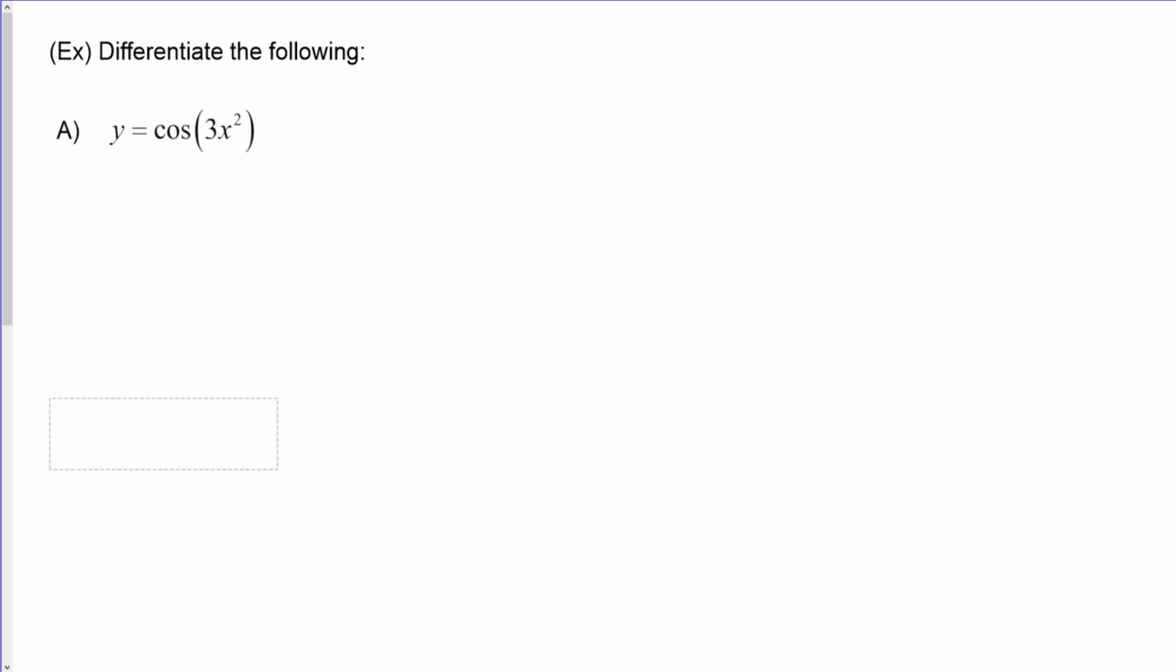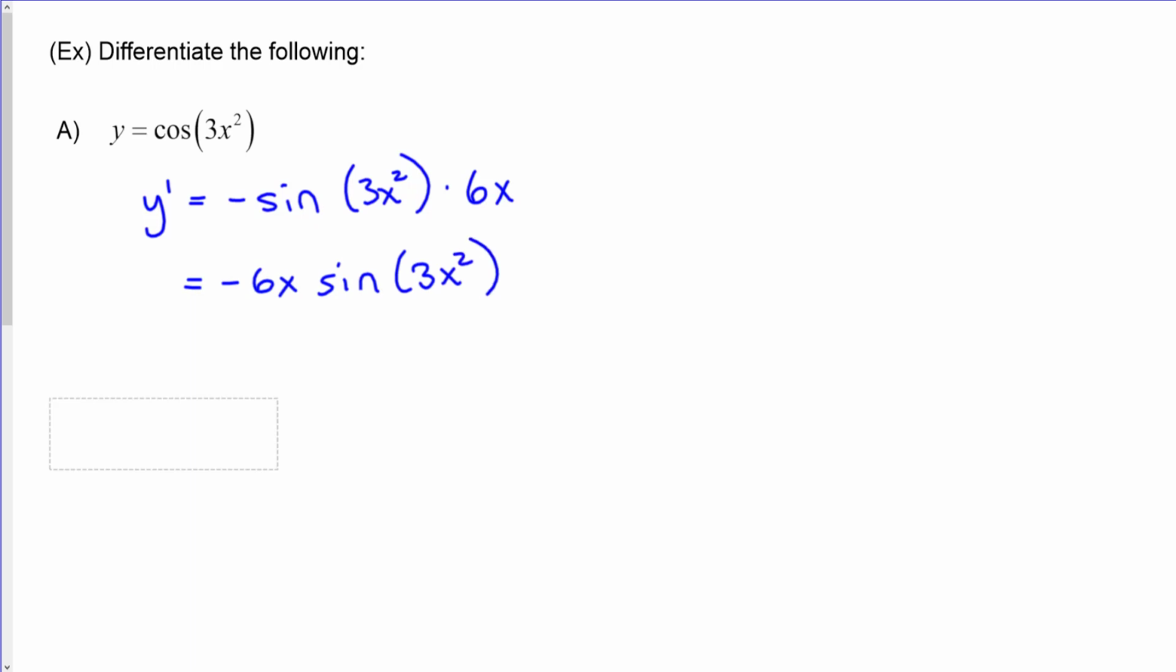If y equals cosine 3x squared, then the derivative of y is going to be, so we do the derivative of cosine, that's negative sine. We leave the inner function alone, but make sure in the end we multiply by the derivative of the inner function. So this is going to be negative 6x sine of 3x squared.